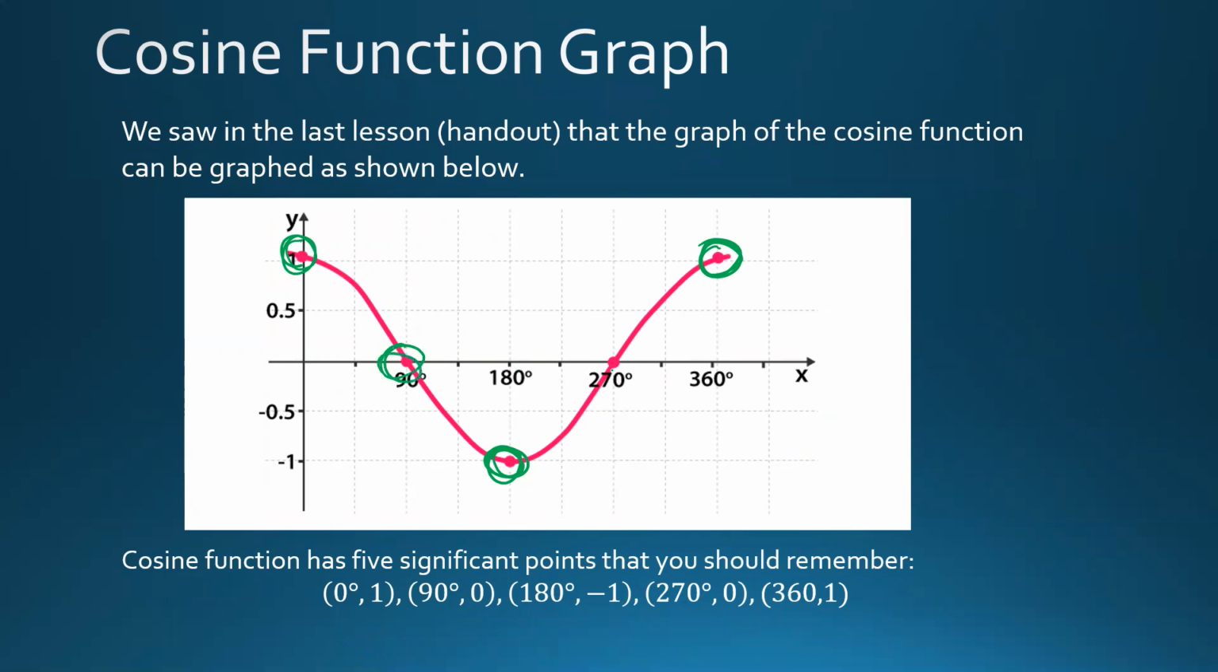We reach the same y values, but we reach them at different angles. So our key points are the maximum at 0 degrees and 1, which is our starting point. Our next point is at 90 degrees and 0. Then we have 180 degrees and -1, 270 degrees and 0, and 360 degrees and 1.